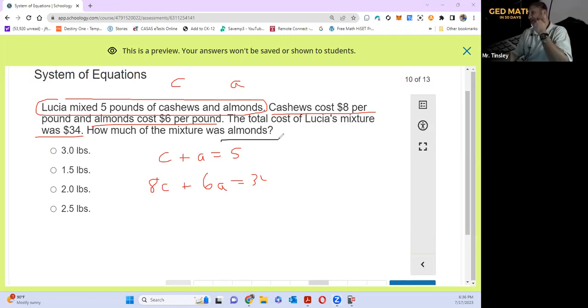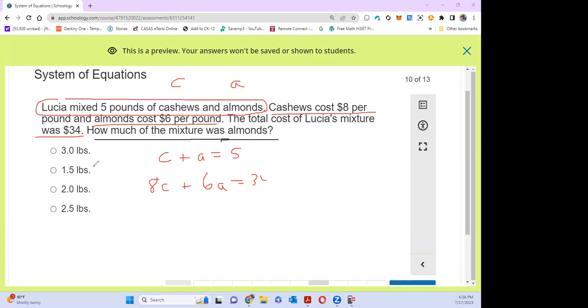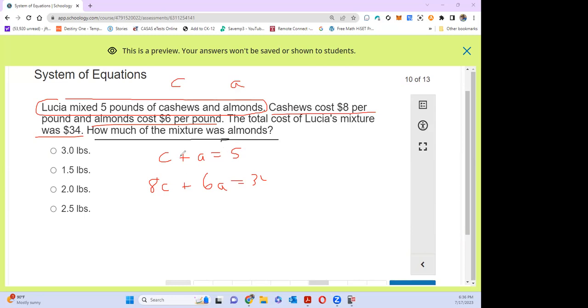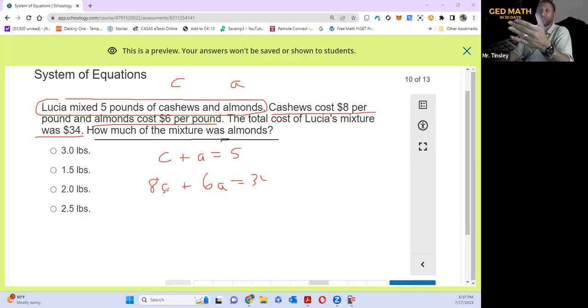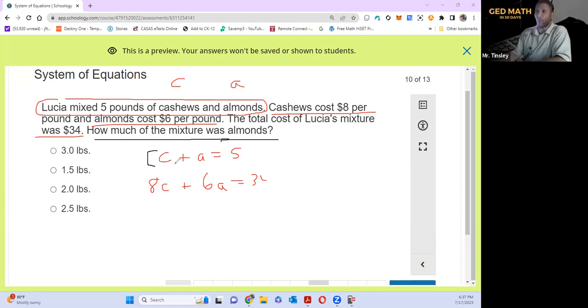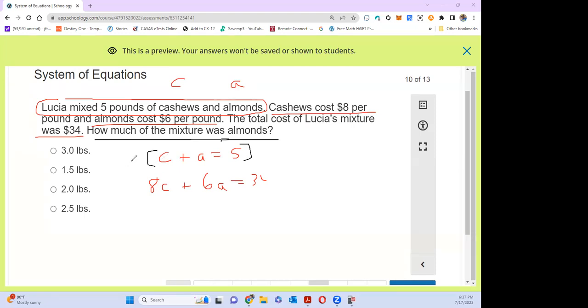Now, I would have solved for A because that's what they're asking for. But that's all right, it doesn't matter. If we're trying to solve for A, we want to get rid of C. What's the opposite of 8C? Minus 8C. So what are we going to have to multiply this top equation by for this to read minus 8C? Negative what?